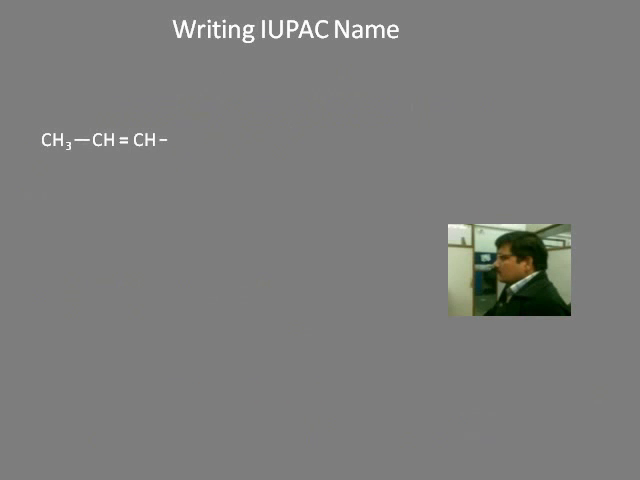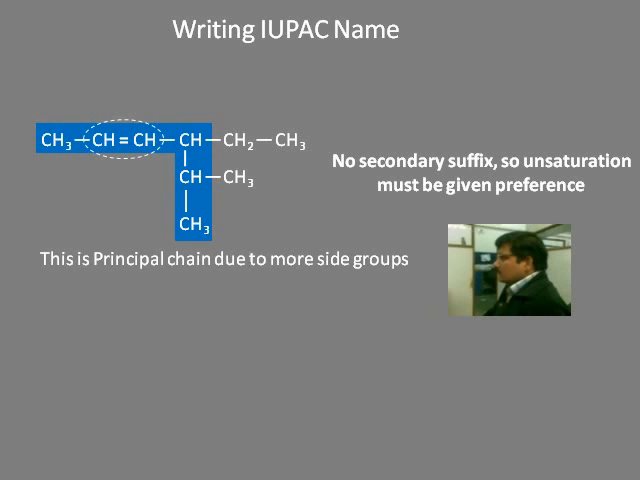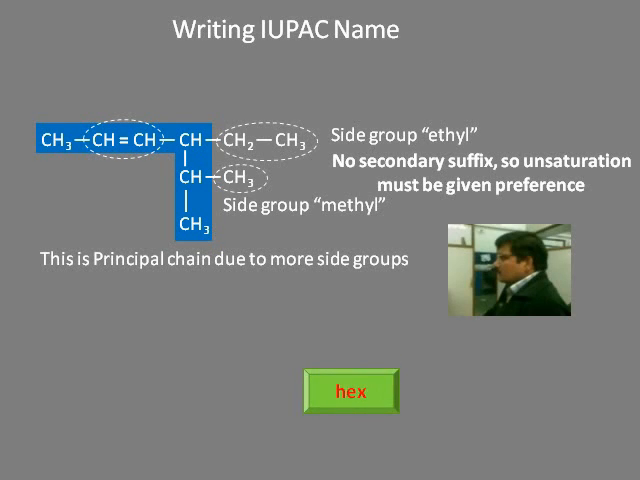See another example. This is unsaturation, which is alkene. There is no secondary suffix, so unsaturation will get preference. This is the principal chain, because it has more side groups. This is ethyl side group. This is methyl side group. Word root is hex because of 6 carbons in the principal chain. Primary suffix is ene because the principal chain has an alkene part.